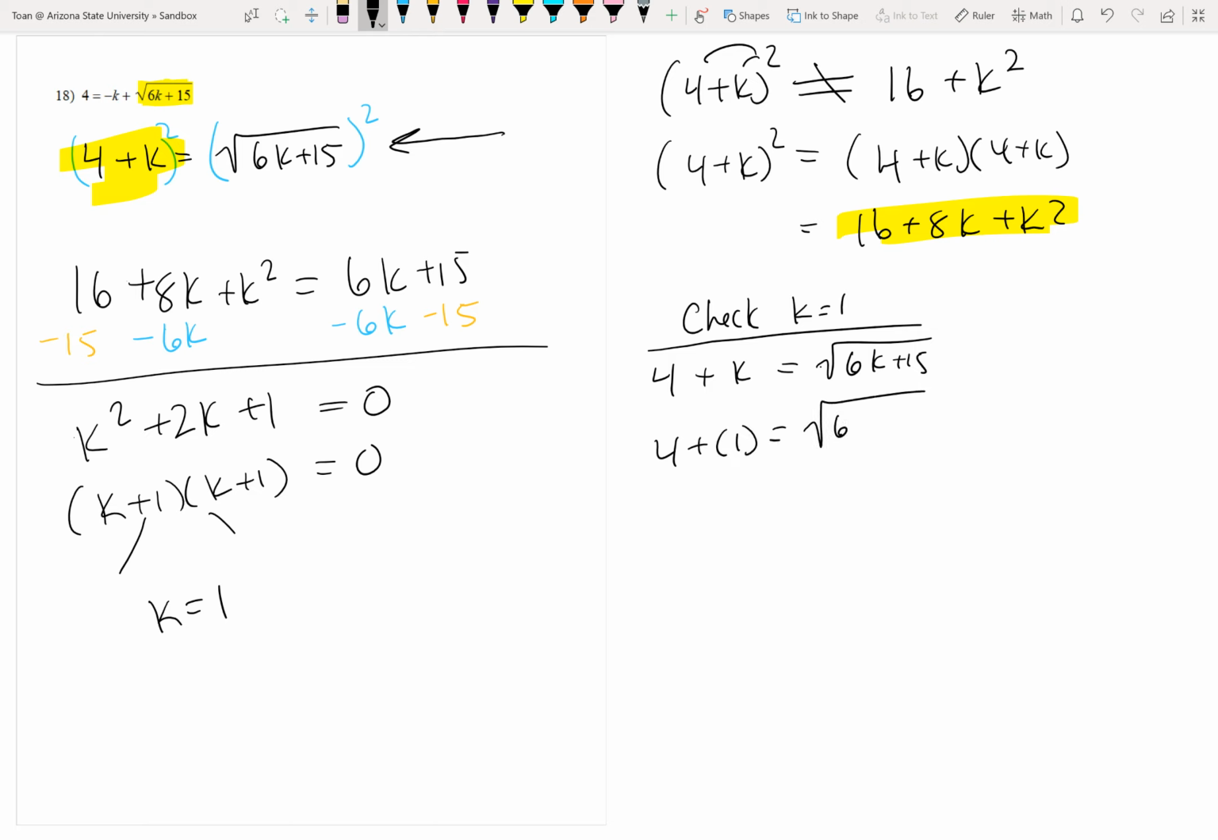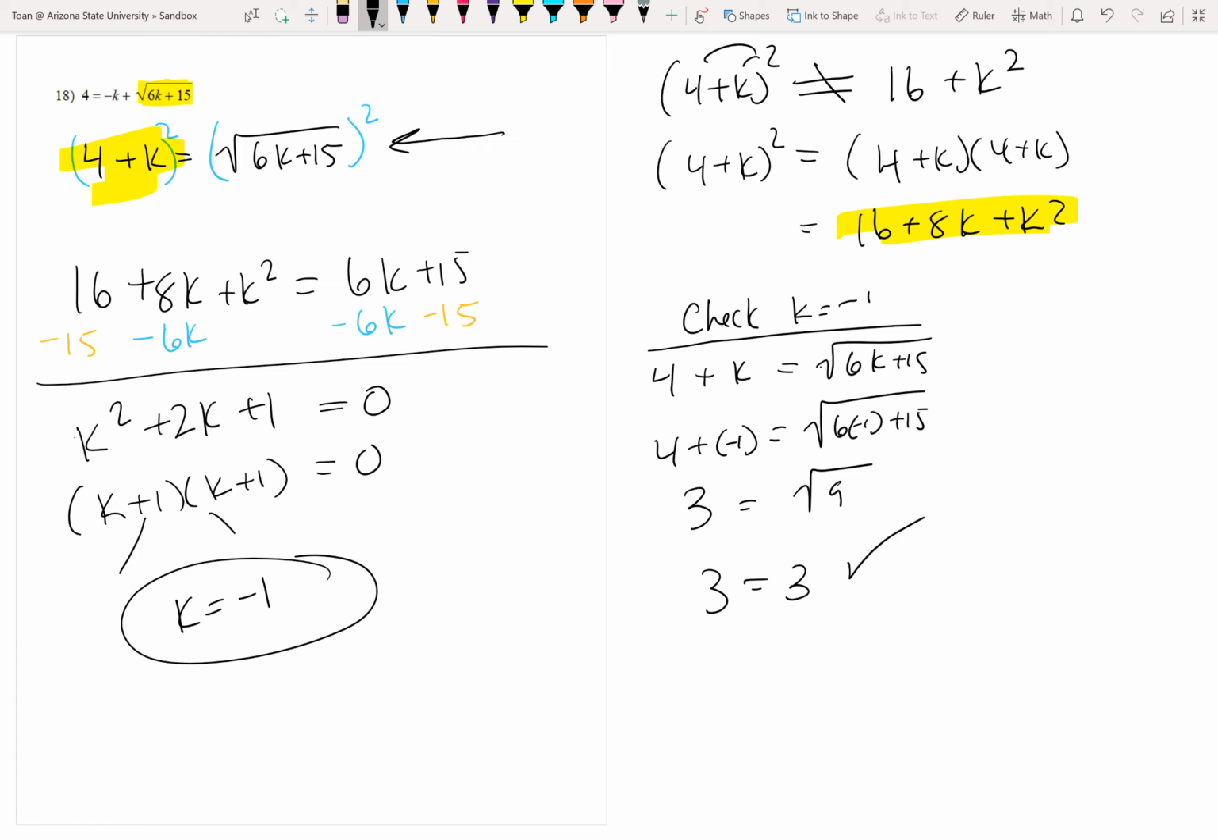So change all the k's to a 1. You get 5 equals the square root of, let's see, 6 plus 15. Oh, it's not. That's why it's not working. Sorry, guys. Mistake. Back here, that should be k equals negative 1. So our answer is actually negative 1. Let's check k equals negative 1. So that gives us a 3, and negative 6 plus 15 is a 9. And of course, 3 equals 3. So negative 1 is a good solution.